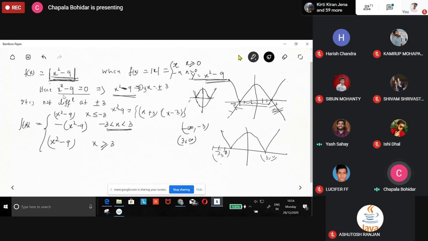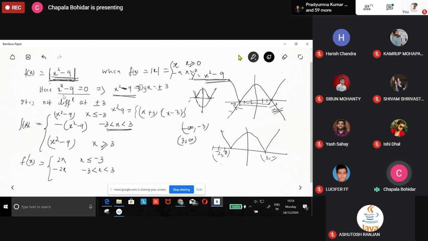The first part of the question is over. Now we have to find the second part. I can write f dash x is equal to 2x when x is less than or equal to minus 3. It is minus 2x when minus 3 is less than x is less than 3.